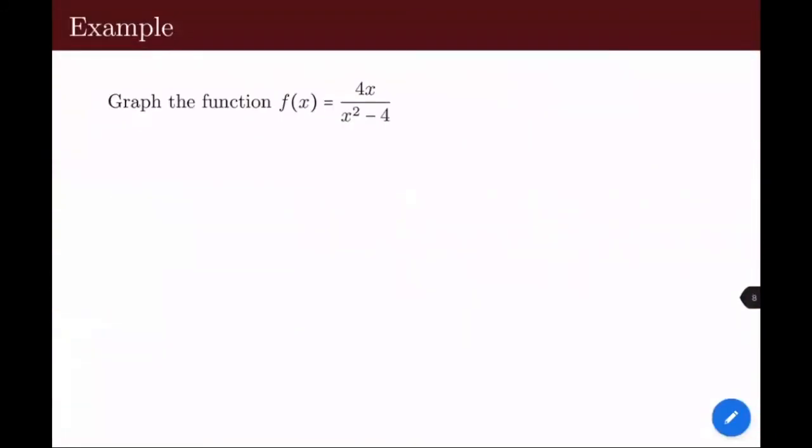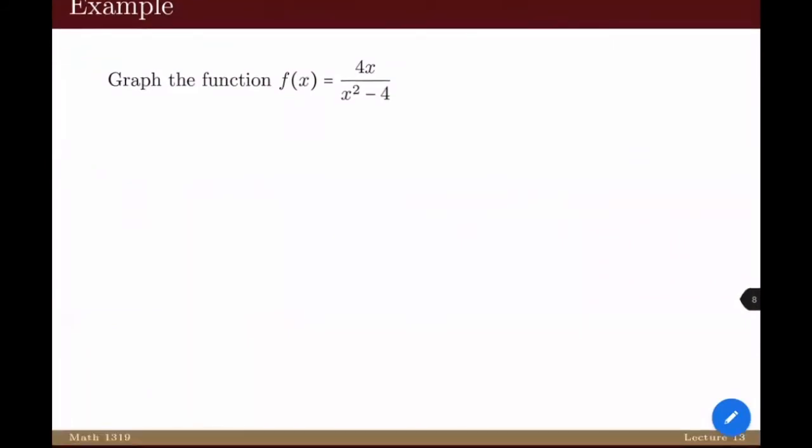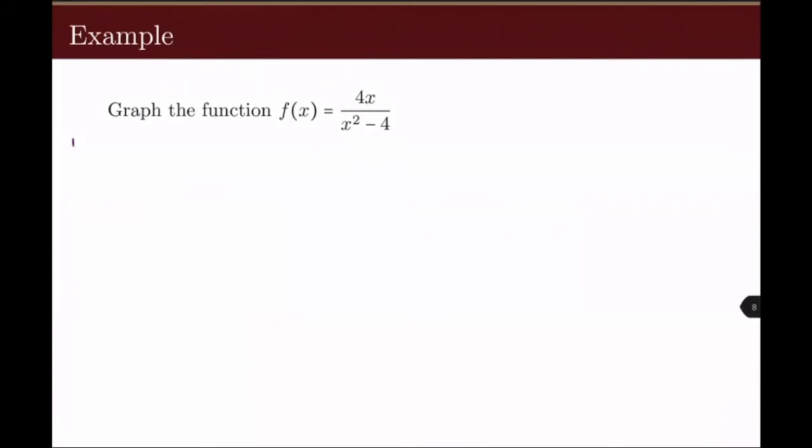All right, now we want to graph a function. The first thing that we're going to want to do is find the y-intercept. To do that, remember we just plug in 0. So we'll get 4 times 0 over 0 squared minus 4, which is 0 divided by negative 4, which is 0. So that means our y-intercept is the origin, 0, 0.